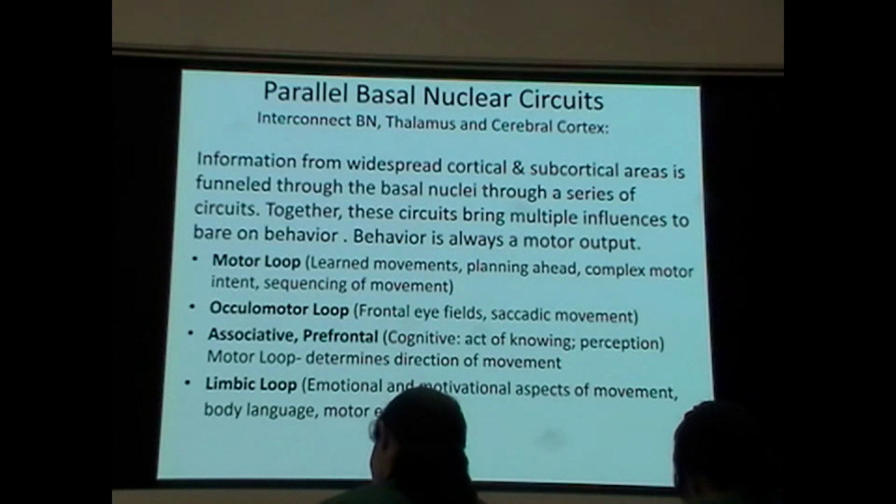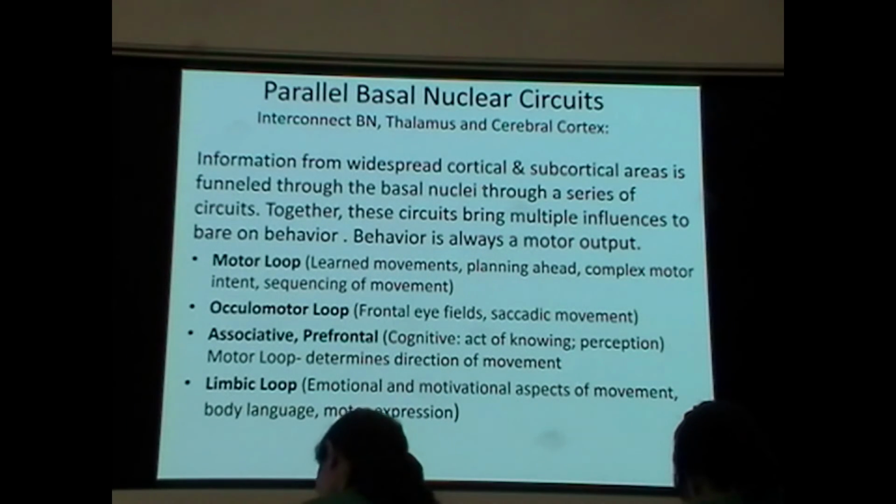Associative or prefrontal loop is cognitive, actively knowing what you want to move, and the perception of what you hope to attain by this movement. Okay? It has a strong relationship to the motor. The limbic loop, these are emotional and motivational aspects of the movement, body language, motor expression, facial expression, and so on.